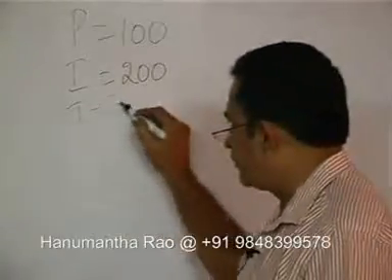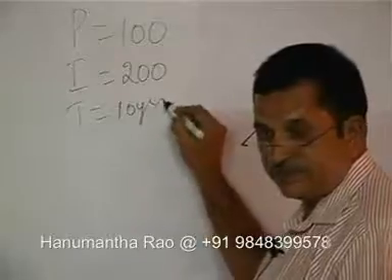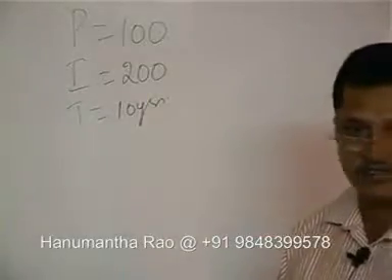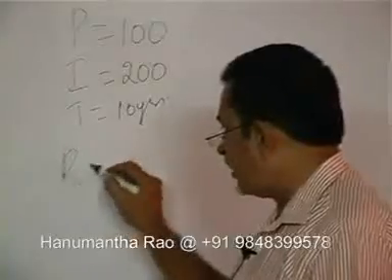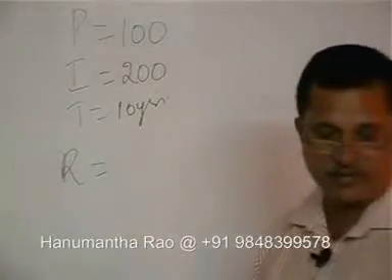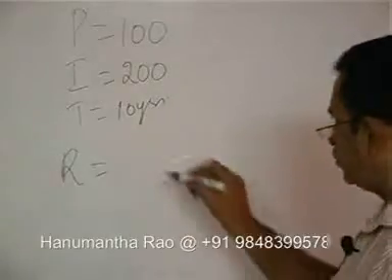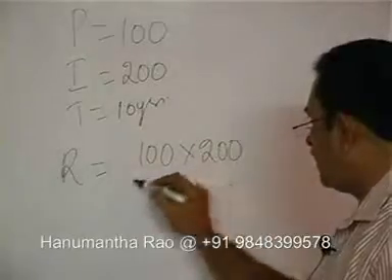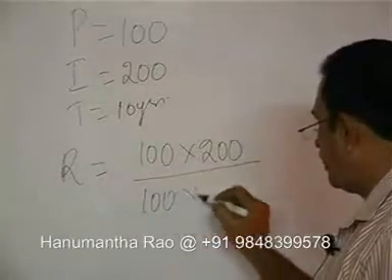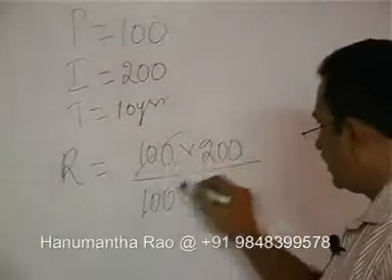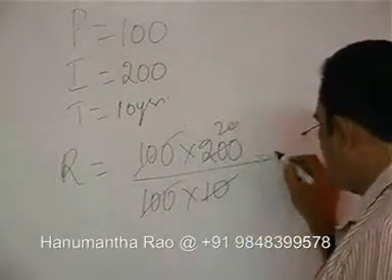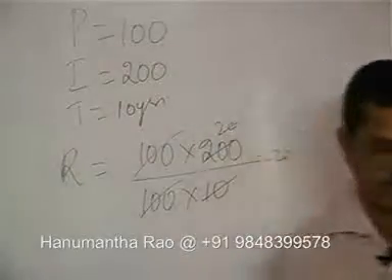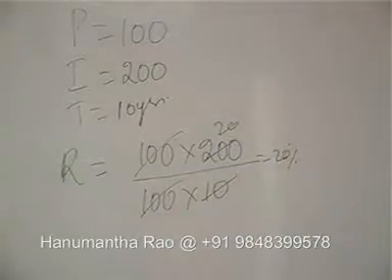In how many years? 10 years. In how many years I said? 10 years. Find the rate of interest. Rate is equal to 100 into I, 100I by PT. 100 gets cancelled. 20. So rate of interest is 20%. The rate of interest is 20%. Next problem.